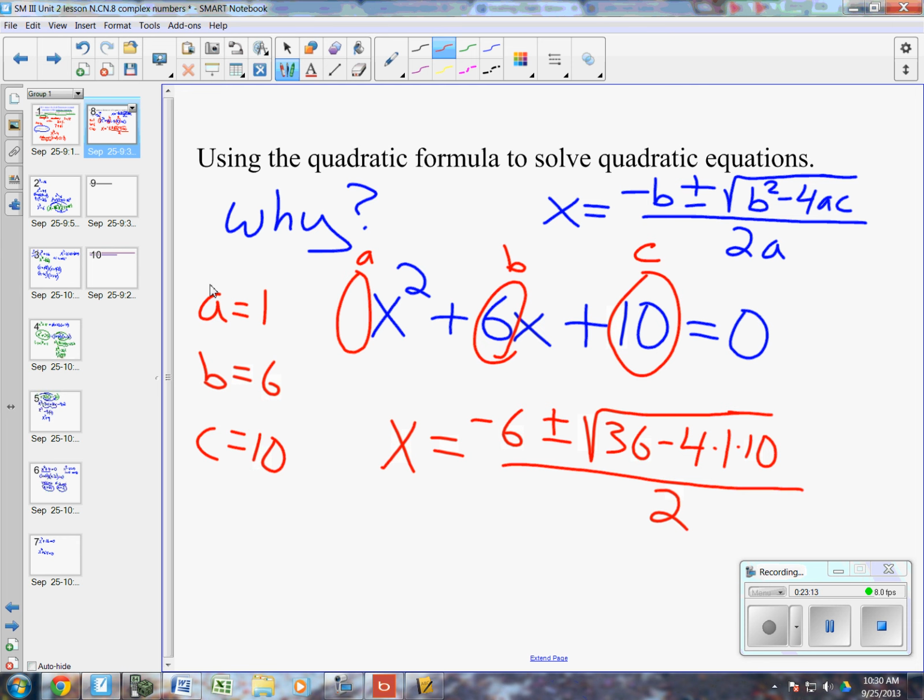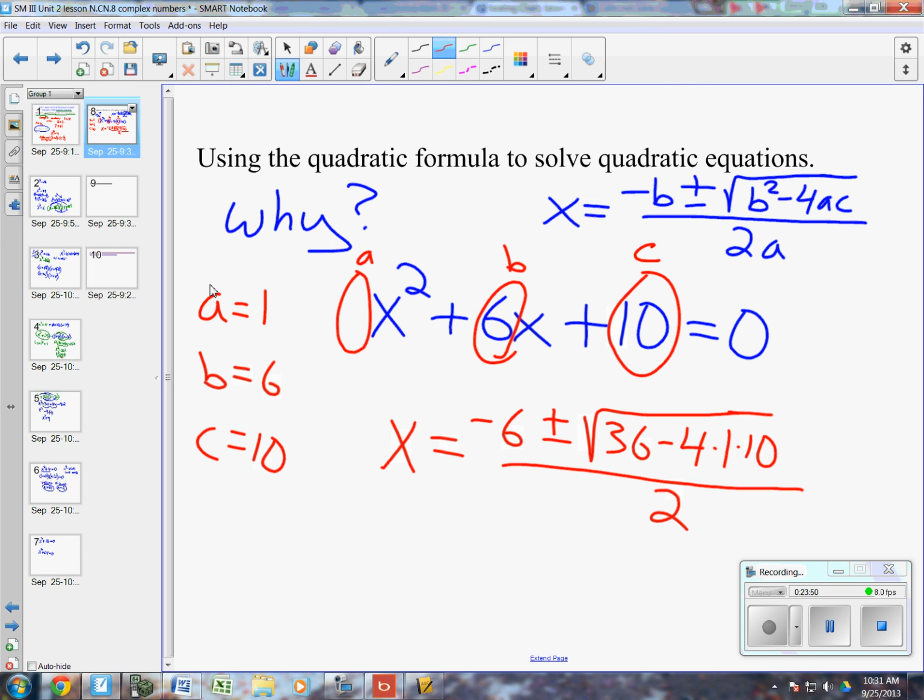Now, did we have to use the quadratic formula to do this problem? Could we have done this one by factoring? Could we solve this quadratic equation by factoring? Are there two numbers you can multiply together and get 10 and add together and get 6? 1 times 10 is 10, but 1 plus 10 is 11. 2 times 5 is 10, but 2 plus 5 is 7, right? And those are the only factors of 10, right? So this one's not factorable. So we probably need to use the quadratic formula.